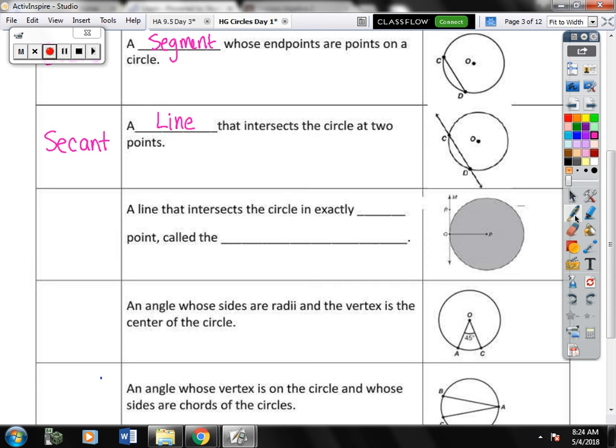The next one is the tangent. Also a word in pre-calc you'll be using quite a bit. We did tangent in right triangles with trig, so TOA, tan, which was the tangent. But this is in regards to a circle. So it is going to be a line that intersects the circle in exactly one point, and that is called the point of tangency.